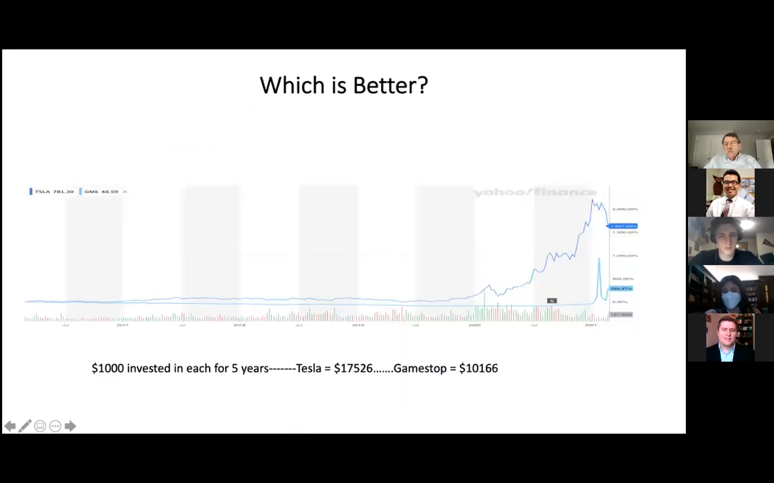So here's just a timely chart that we have here. I put this together a couple of weeks ago. So Tesla, I think, has gone in the tank the last couple of weeks. And so we have two stocks here. We have Tesla and we have GameStop.